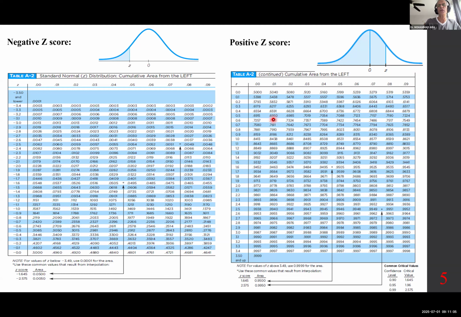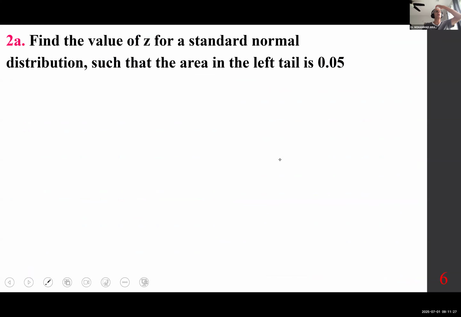That means if the z is less than 1.41, it covers this area 0.9207. It's perhaps too small to see it, but you get the picture. The idea is how to read the tables. Now, again, you can use technology ultimately, but that's what we are doing. Let's look at a couple of examples to make some sense out of this.